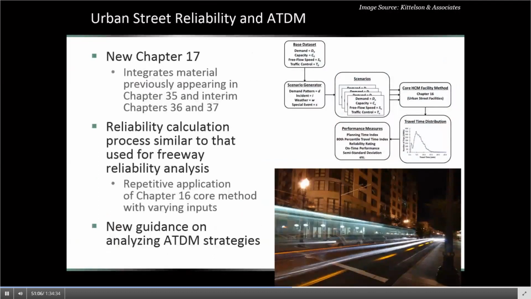Similar to the freeways, the reliability framework has been fully integrated into the urban street method. So Paul mentioned the two interim chapters, 36 and 37, as well as a chapter on ATDM, previous chapter 35 in HCM 2010. All that material has now been integrated directly into the core chapters for urban streets, resulting in a reliability calculation process that is very similar to that of freeways and uses that same concept that I had illustrated previously. Repetitive application of the core methodology with varying inputs that reflect changes in demand, capacity, work zone, signal timing, and so forth, similar to the guidance on ATDM strategy, which has also been integrated.